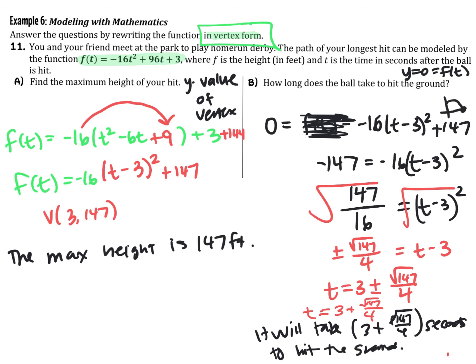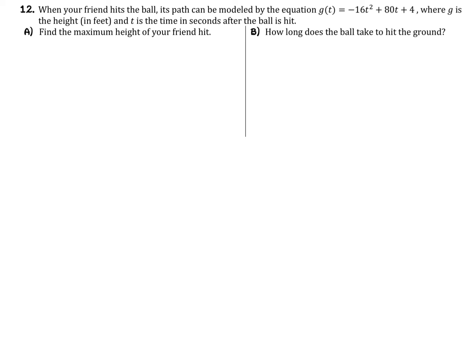All right, we're going to look at one more example, one more word problem. When your friend hits the ball, the path of the ball can be modeled by the equation g of t equals negative 16t squared plus 80t plus 4, where again we're talking about height in feet and time in seconds. And we're going to do the same thing. Find the maximum height of your friend's hit and find how long it takes to hit the ground. So I actually encourage you, use the last problem as a sample and see if you can work through this problem on your own, and then unpause the video and see how you did.